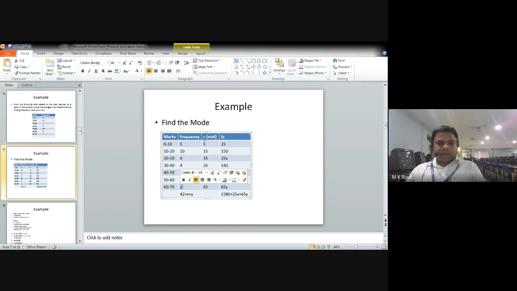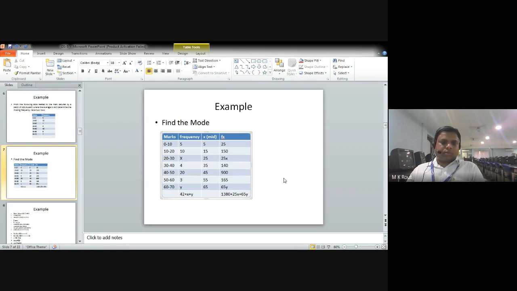Similarly, after that you proceed for calculating frequency into mid value, or fx. That means 5 into 5, 25, 10 into 15, 150, 25 into x, 25x, 4 into 35, 140. The next one is 20 into 45, that is 900. The next one is 3 into 55, 165. And the last one is y into 65, that is 65y. If you calculate the summation of fx, that equals 1380 plus 25x plus 65y.